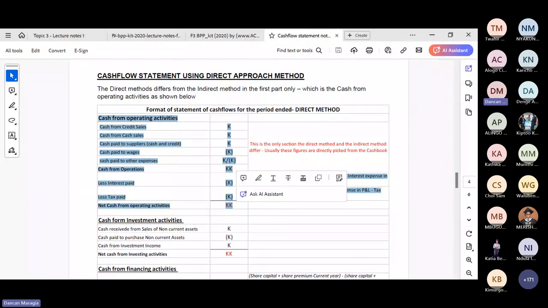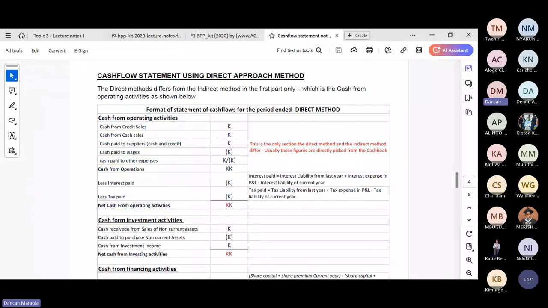So when you are looking at cash from operating activities here, you want to be careful on the classification, because even if the examiner gives you the cash book, if you do not get the classification right, it could be a problem for you to correctly classify that.